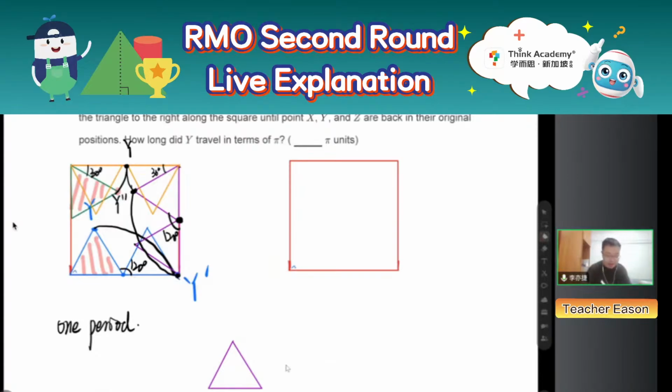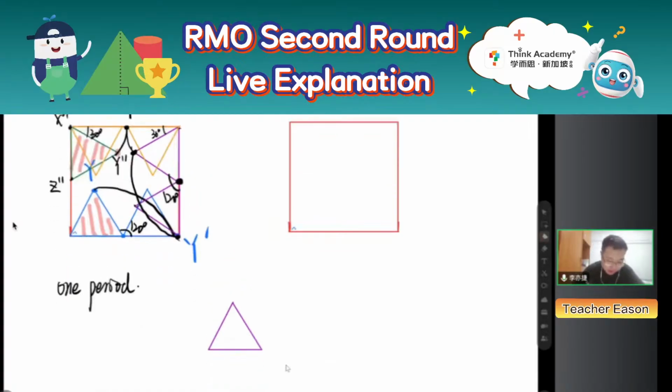By doing one period, we can make the x, y, and z return: x is at the position of the x, z is at the position of the z, right? So we actually make the x, y, and z relationship the same. If you rotate this whole picture by 90 degrees, it becomes the same. But the position of the triangle is not the same.